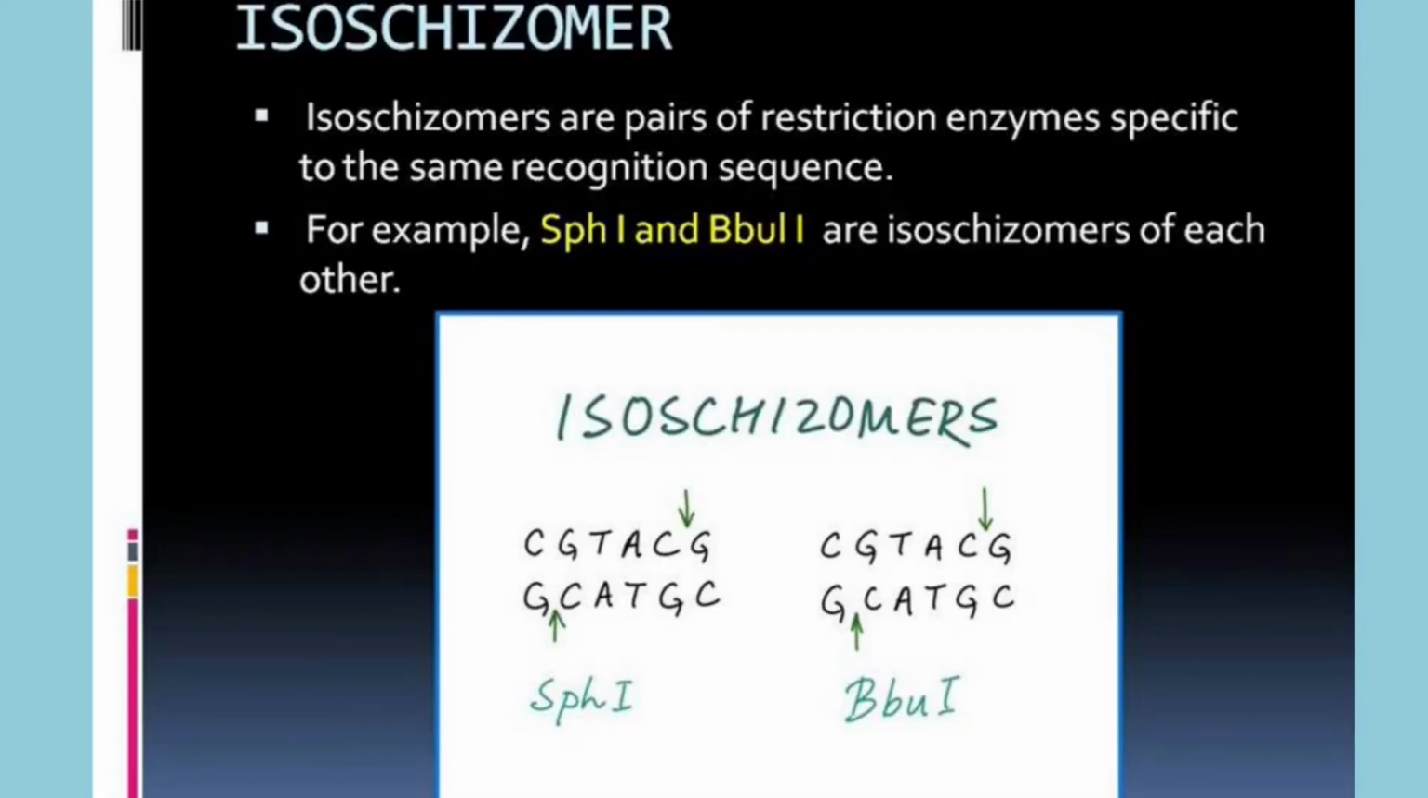What are isoschizomers? Isoschizomers are pairs of restriction enzymes which are specific to the same recognition sequence. Isoschizomers are isolated from different strains of bacteria and therefore may require different reaction conditions. In some cases, only one out of a pair of isoschizomers recognizes both the methylated as well as unmethylated forms of restriction sites. For example, SphI and BbuI are isoschizomers of each other.